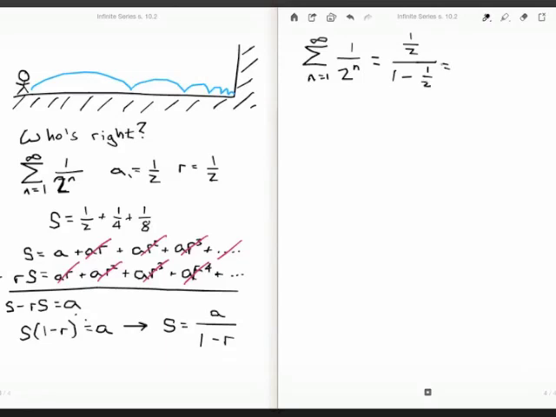And how does that pan out for me? That's 1/2 over 1 minus 1/2, which is 1/2, equals 1. So who's right now, huh? The little kid is right. The little kid will get there. They just had to take an infinite number of increments to get there. So you just don't have to tell the little kid that next time you do this trick.